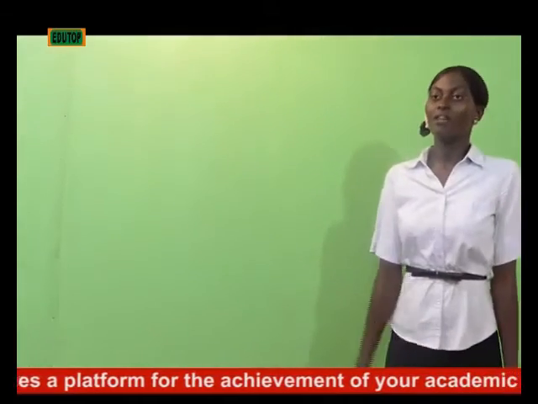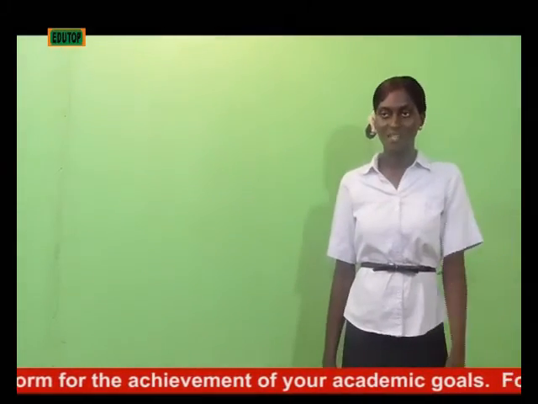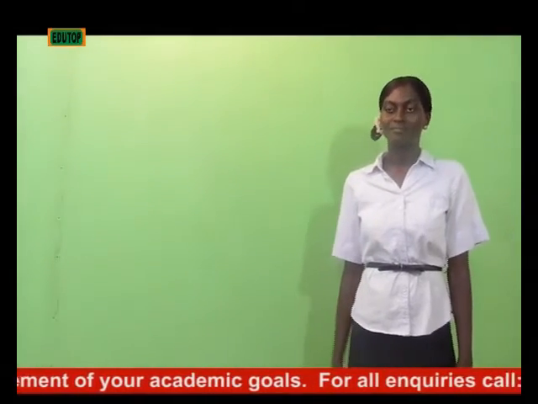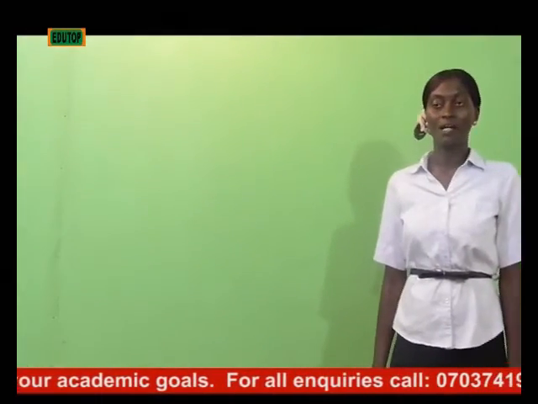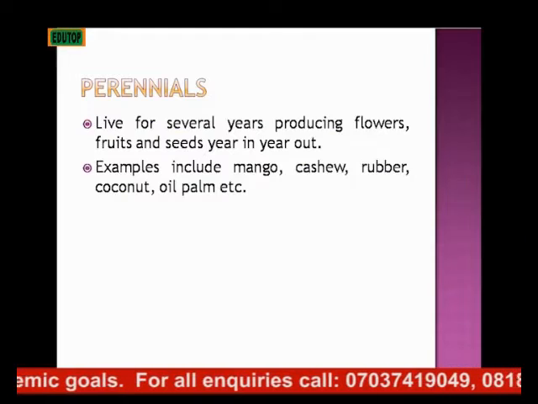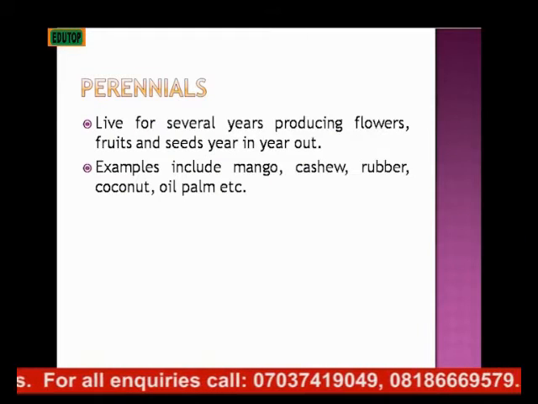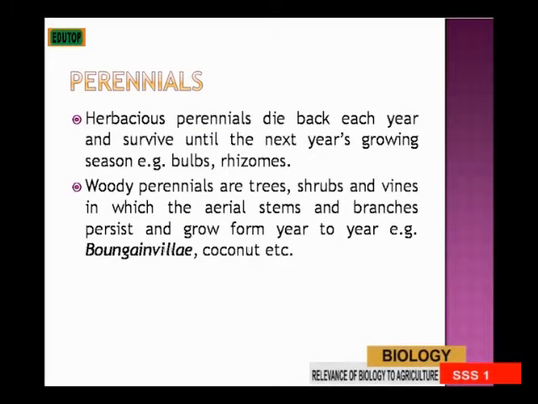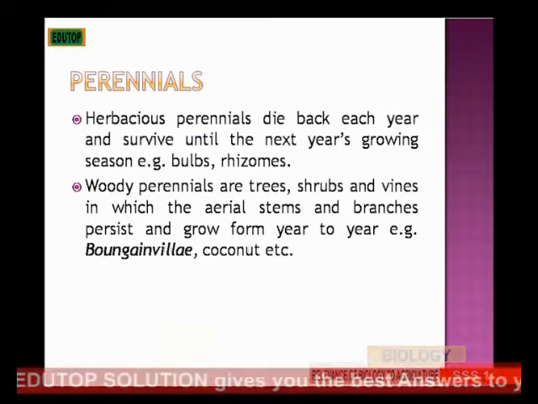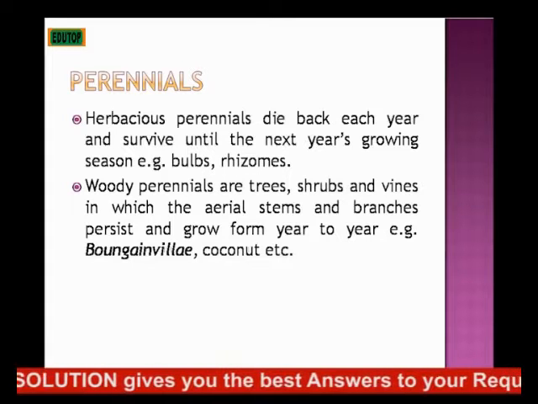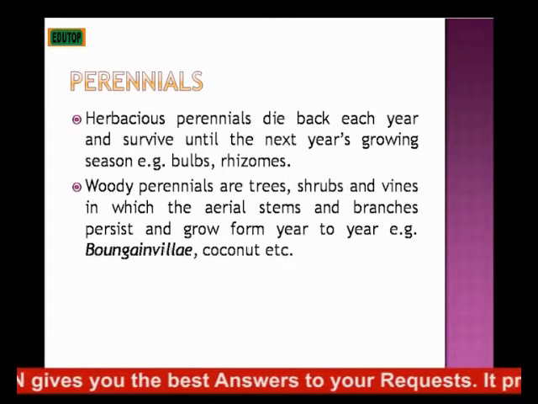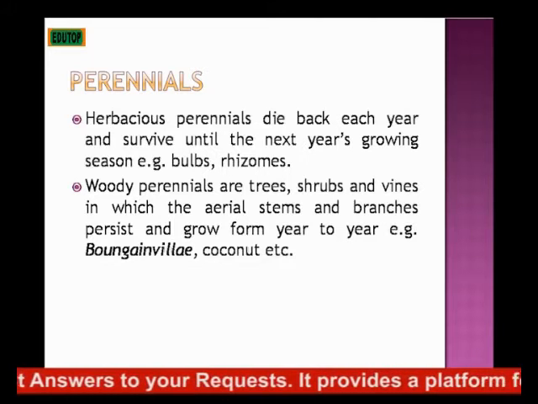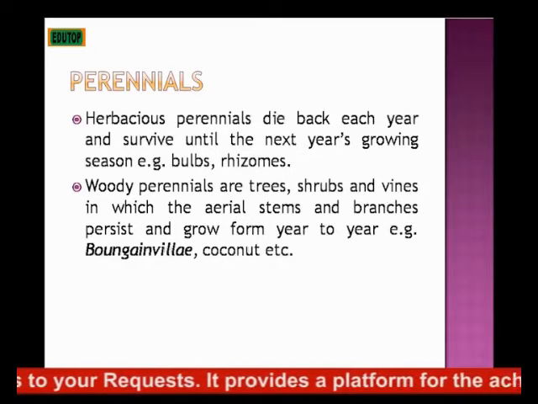The perennials live for several years, producing fruits, flowers and seed. Examples of perennials, we have mangoes, cashew, rubber, coconut and oil palm and the rest. But one thing about perennials is that they live year in, year out. They keep growing. After they produce for a season, they relax. They don't die off. They go low again. They produce the next season. They produce another season. They can be there for years.